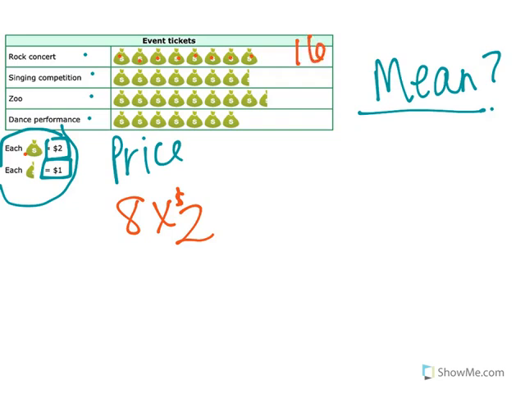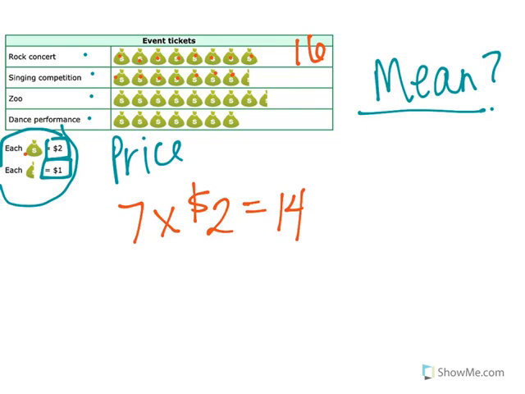So I'm just going to put 16 here. Then the singing competition tickets. I see that there are 1, 2, 3, 4, 5, 6, 7 full bags. So that means I'm going to take 7 times $2 per bag to get 14. And then I have this half of a bag, which is just one more dollar. So this is 15.